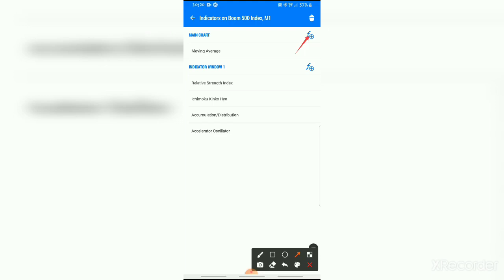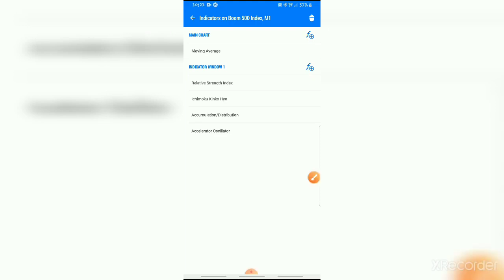So this one is to add on the main chart, while the other one here is to add it on the indicator window 1. So after you've added your moving average first, then you click on that plus sign here. Then you add your accelerator. By adding accelerator, it will automatically create another window, it will call it indicator window 1 for you. So under the indicator window 1, you will now be adding the remaining ones. So the last one you add is the RSI.